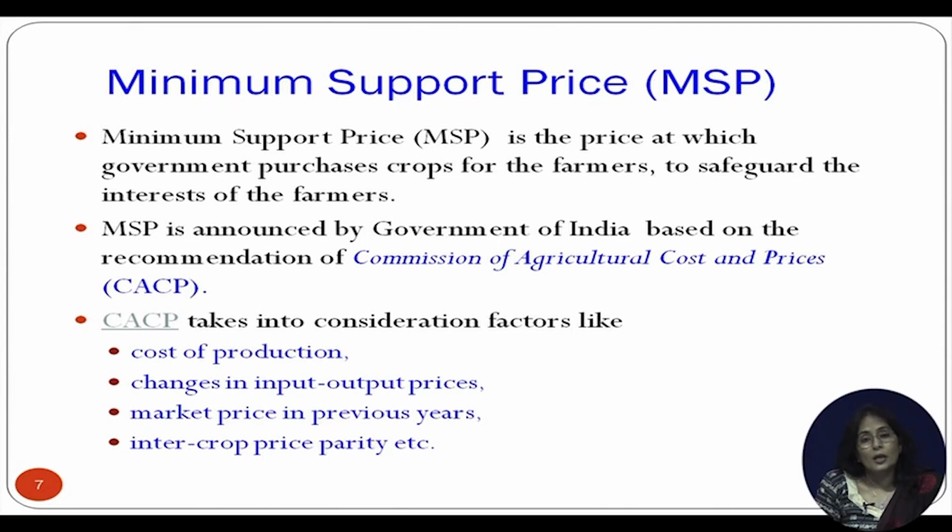So with this we come to an end of our discussion on what has been the traditional price risk management avenue for Indian farmers. It has been crop insurance, contract farming, and the third is the minimum support price program of Government of India. So with this we will be ending this session. We will be continuing with the remaining part of agricultural price risk management in the next session.